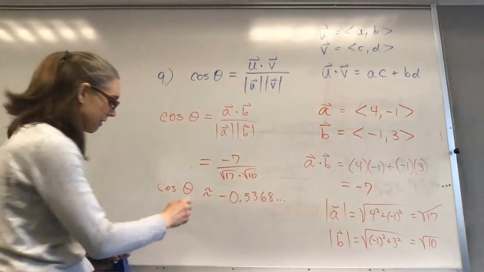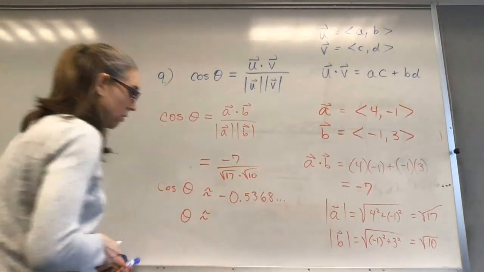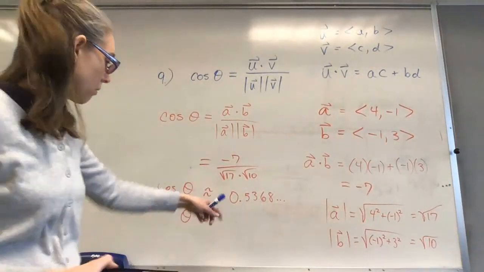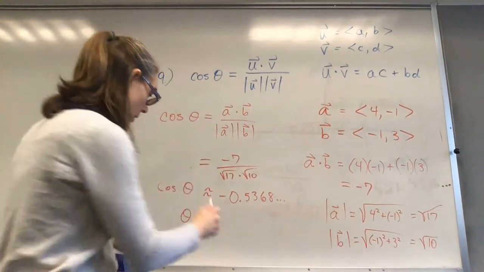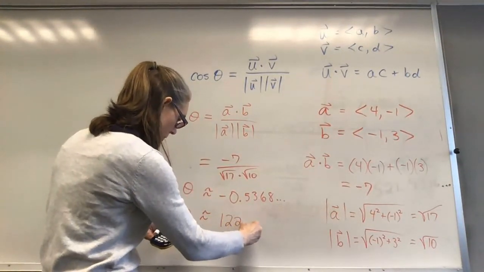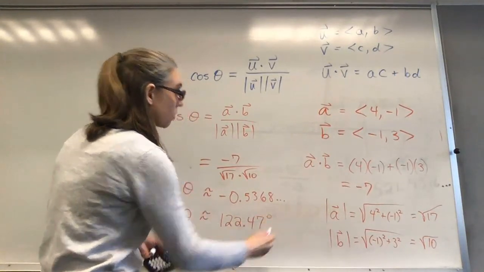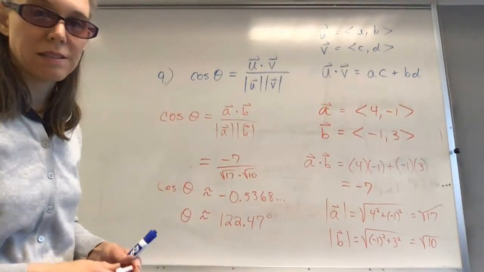So then theta itself, we need to use inverse cosine. So use inverse cosine now, to get approximately 122.47 degrees. Now let's make sure that the answer makes sense.